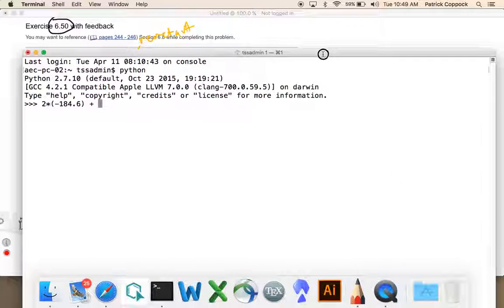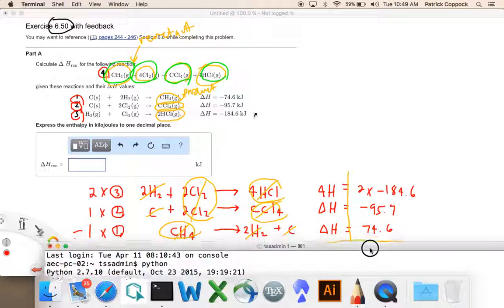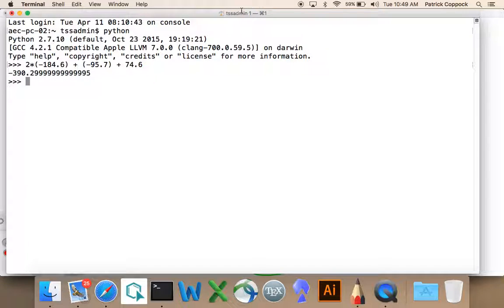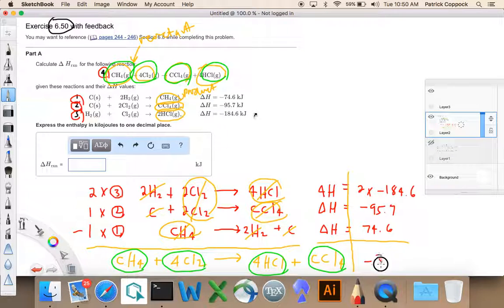plus minus 95.7 plus 74.6, and so the answer is going to be minus 390.3. Minus 390.3. Let me go back over here. Minus 390.3, and that's it. Kilojoules is the heat of this reaction. Rather, the enthalpy of the reaction here, the molar enthalpy of the reaction, is minus 390.3.